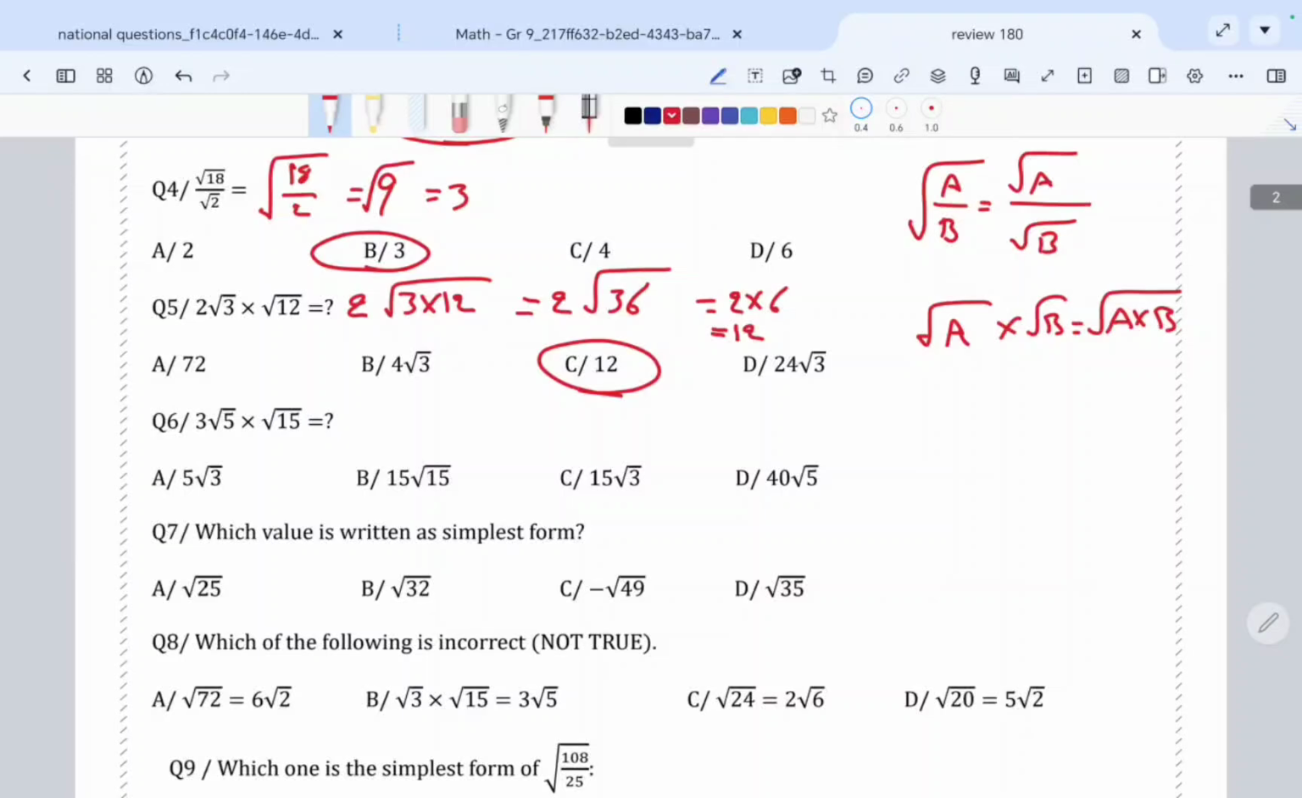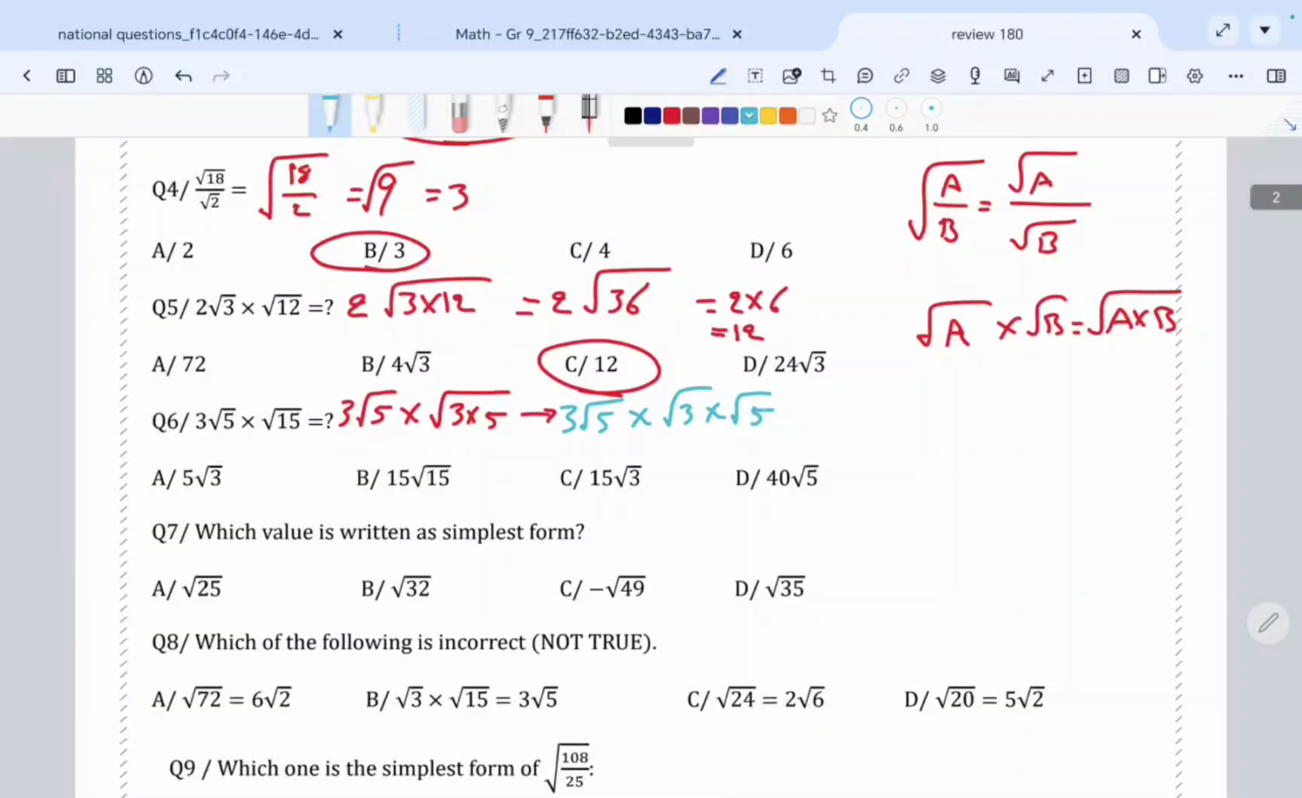This one is 3 the square root of 5 times 15. What times what equals 15? 3 times 5. And separate the square root. Change the color. Okay. It will be 3 the square root of 5 times the square root of 3 times the square root of 5.